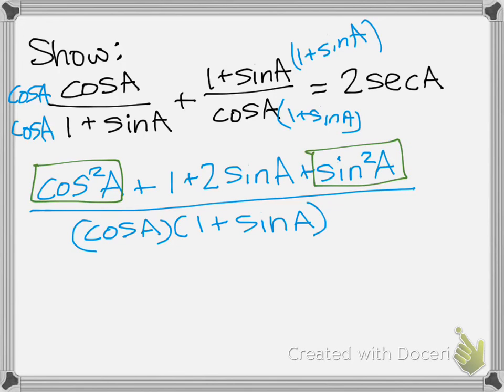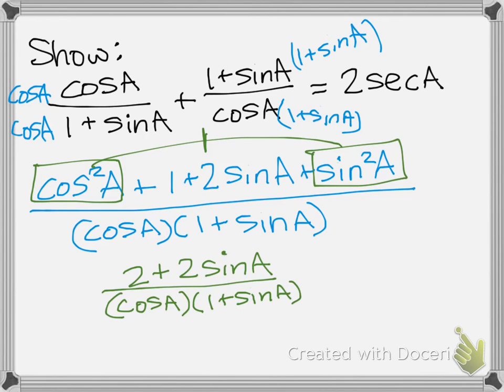Now I can do some combining because I have a cosine squared A and a sine squared A, and I know that when they come together, that makes a 1. So those go away and turn into a 1. So 1 plus 1 is 2, and then I have 2 sine A left over. So 2 plus 2 sine A, and then on the bottom I have cosine A times 1 plus sine A.